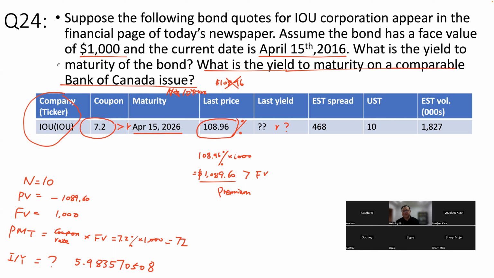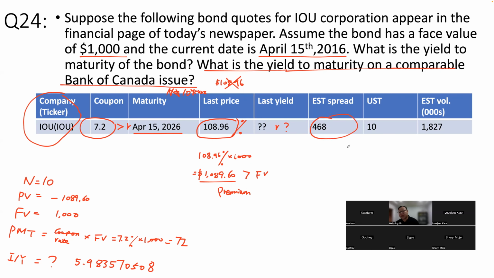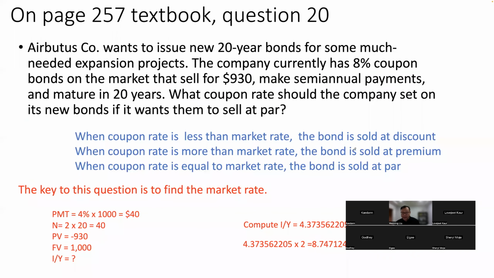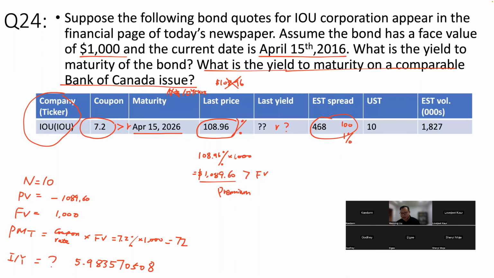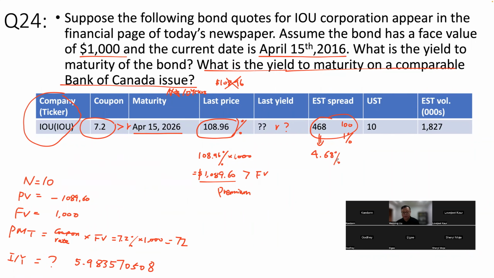So in this case, the spread measures the risk of the corporation. This one is just a number. For every 100, it represents 1%. So in this case, 468 will be converted into 4.68%. So the risk spread here is 4.68%.